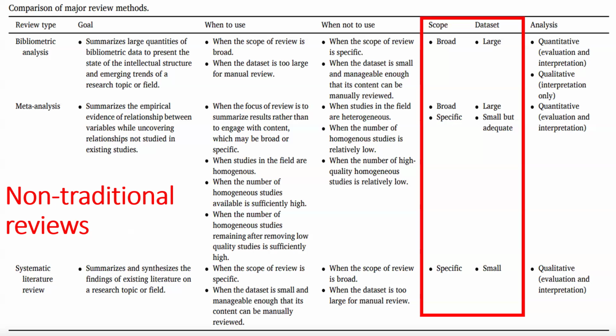However, in systematic literature review, you have a specific scope. You frame your research question with a certain scope. Your data set might be small in systematic literature review. Also, in systematic literature review, you do qualitative interpretation.